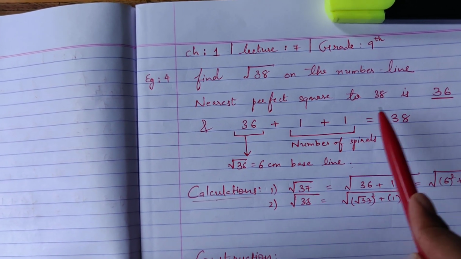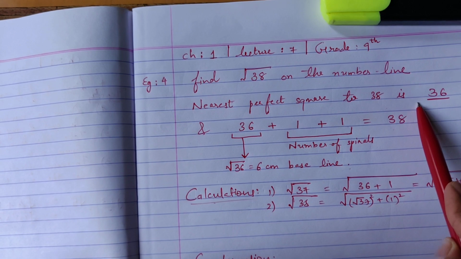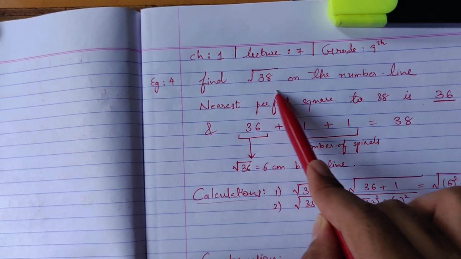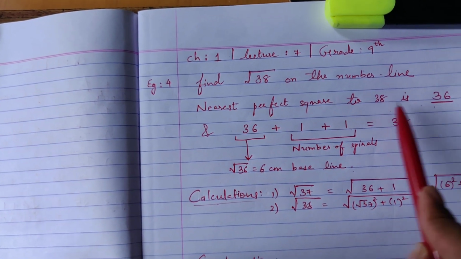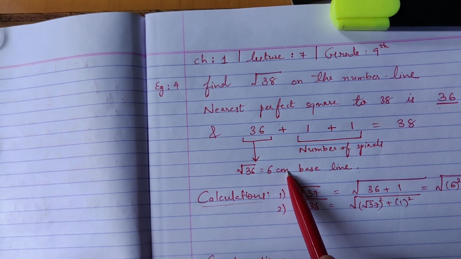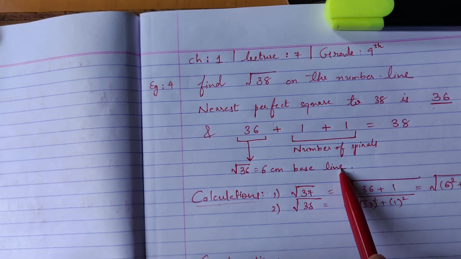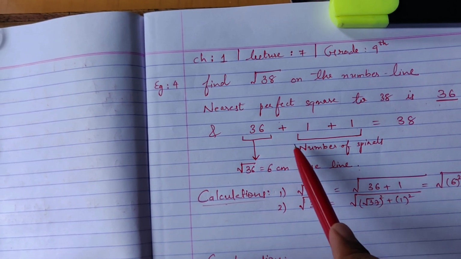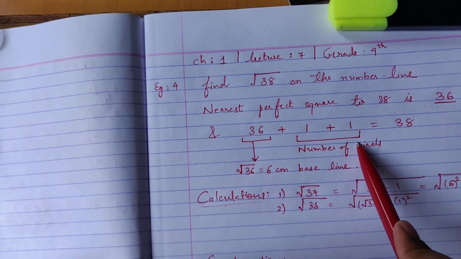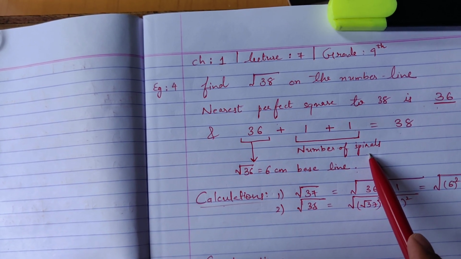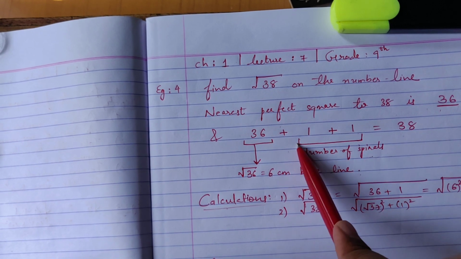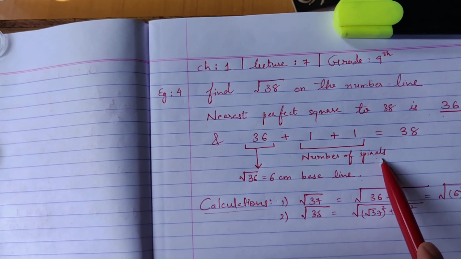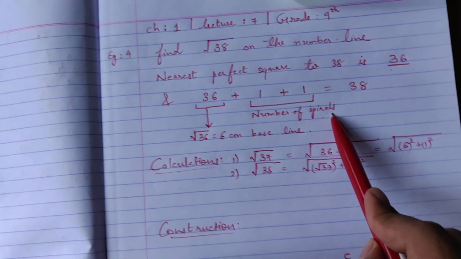Again, first of all we have taken the nearest least perfect square to the number provided inside the root, which is 36. Then the square root of 36 we have found, that is 6 centimeter, which is forming the baseline from which we are going to start. This plus 1 decides the number of spirals required. So over here, as we can see, 1 plus 1, 2 spirals would be required. Let us see some of the calculations.